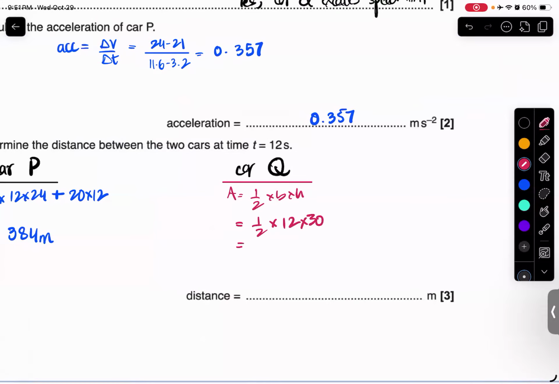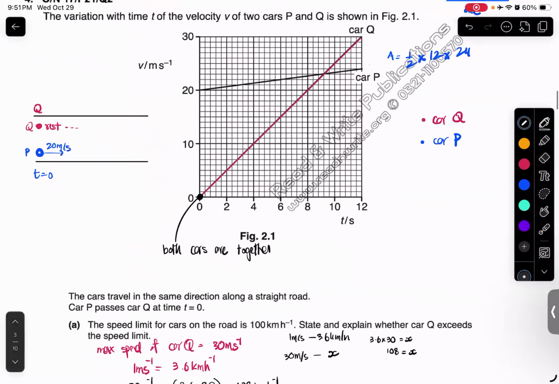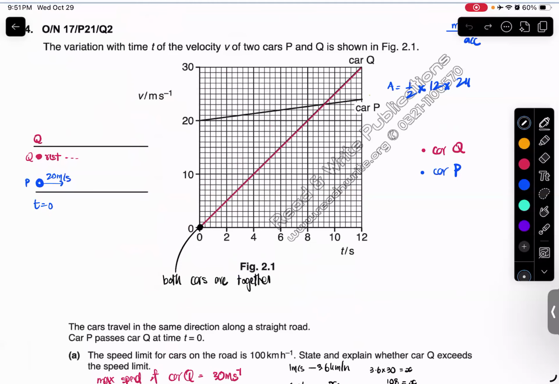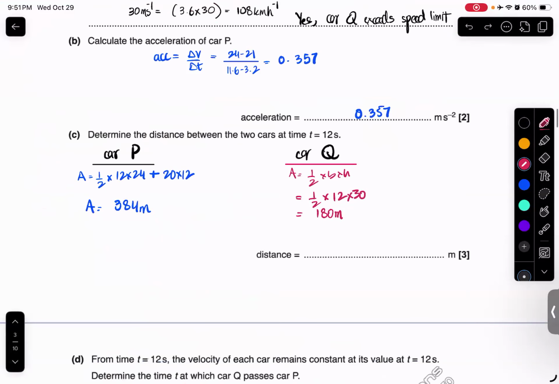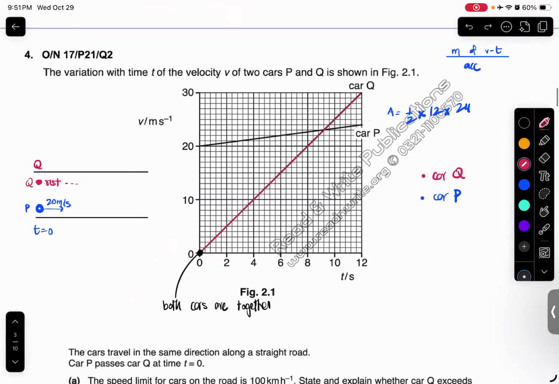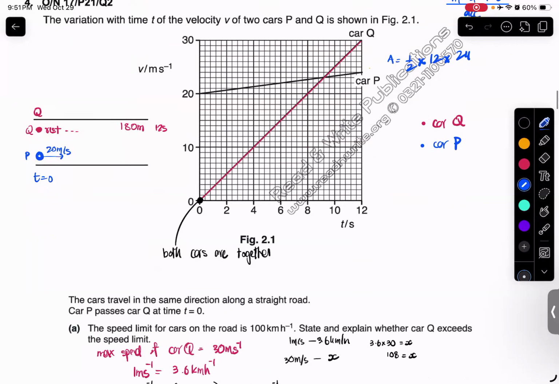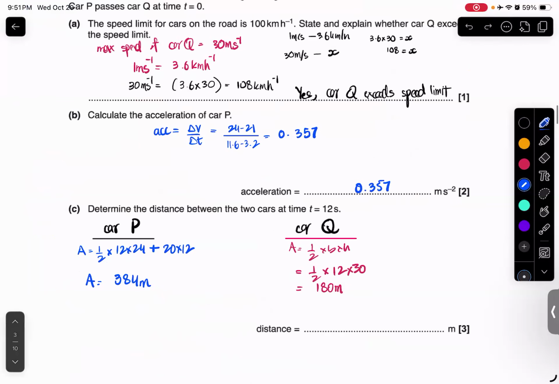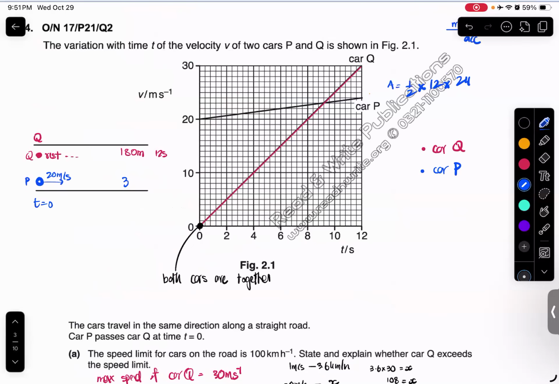Let's check. 1/2 into 12 into 30 is just 180. Okay, perfect. So that means between these 12 seconds, car Q had traveled only 180 meters. At 12 seconds, car Q had traveled 180 meters, but car P had traveled 384 meters.